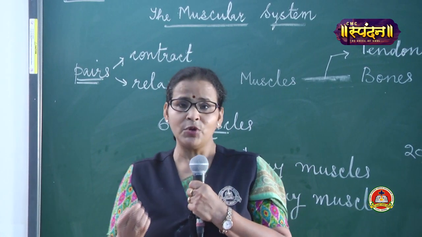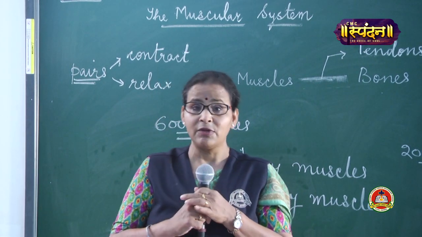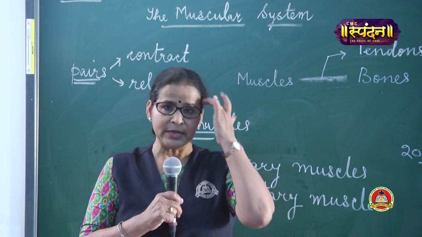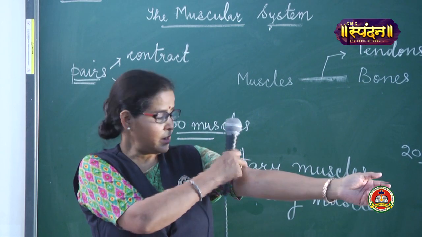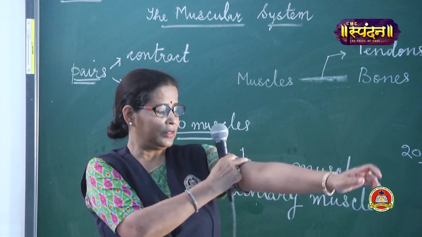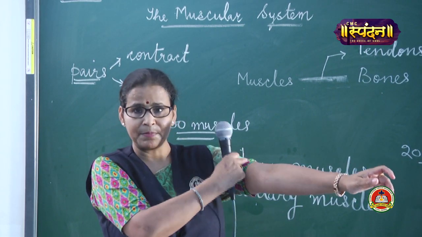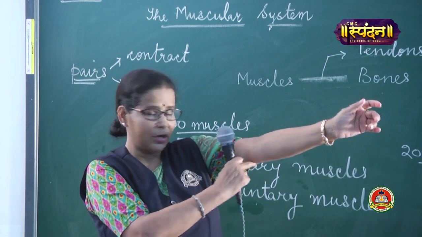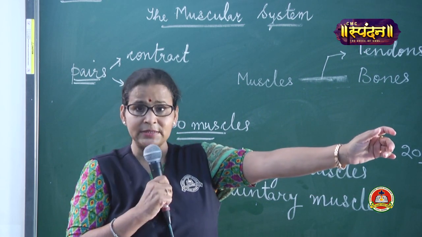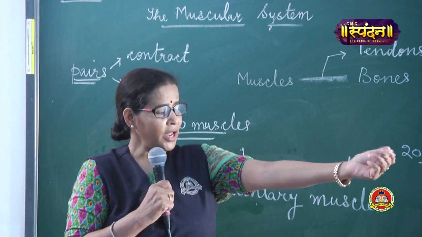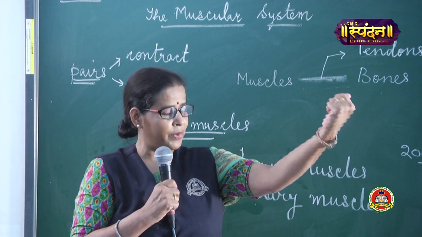And I would like to give you an example of the bicep and the tricep muscles. Now where are the bicep muscles? This is my hand and here on top, this muscle is my bicep muscle. Right? And at the bottom, this side, this is my tricep muscle. Okay? Now if I want to lift my hand up, right?